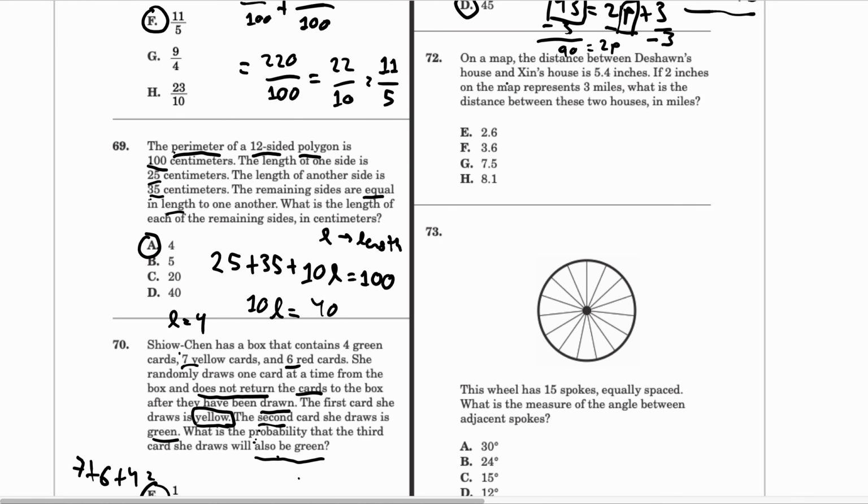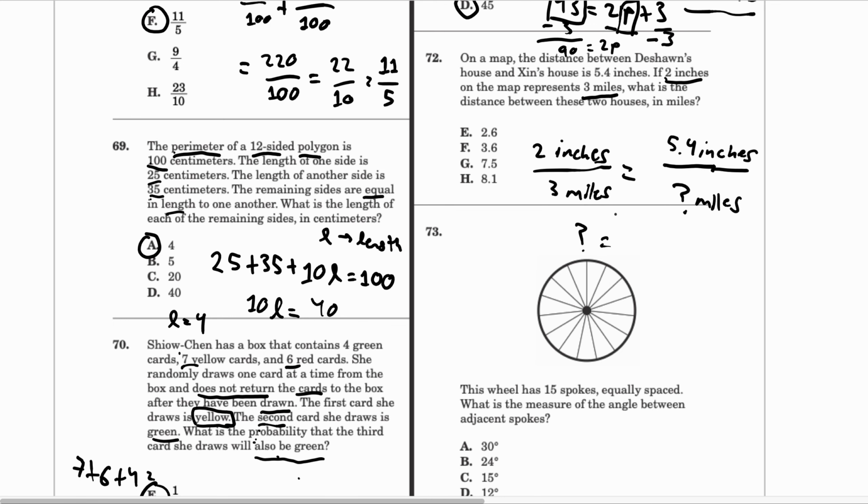Okay. On a map, the distance between Deshawn's house and Zing's house is 5.4 inches. If 2 inches on the map represents 3 miles, what is the distance between these 2 houses in miles? So this is another proportions question. So we have 2 inches is the same as 3 miles, or is proportional, I guess. So 2 inches to 3 miles. And then we know that on the map, the distance between the 2 houses is 5.4 inches. And we want to know what that distance is going to be in miles. So that's our question mark.